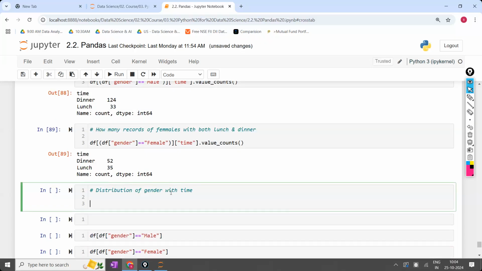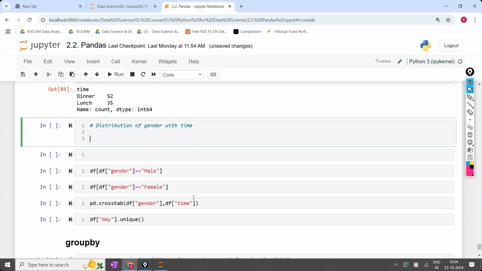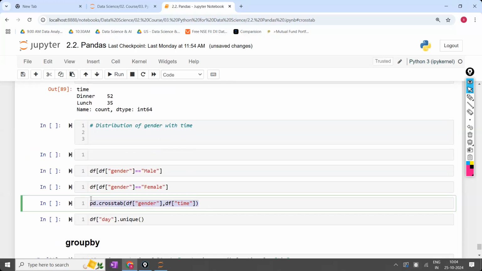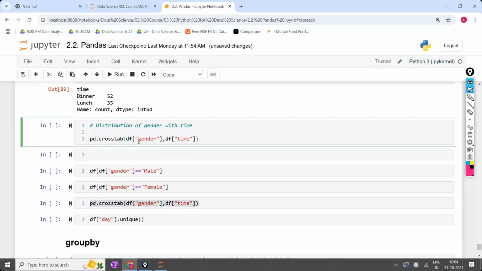So in that case, we are going to apply the concept called crosstab. What is the meaning of crosstab? Here, gender: in the gender, how many unique values are there? Female and male, in alphabetical order. Next, in the time, what are the unique values? There are 2. What are the 2 unique values? Lunch and dinner. That is dinner and lunch.